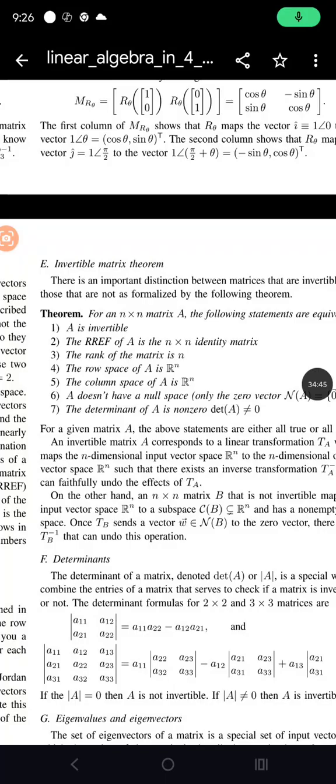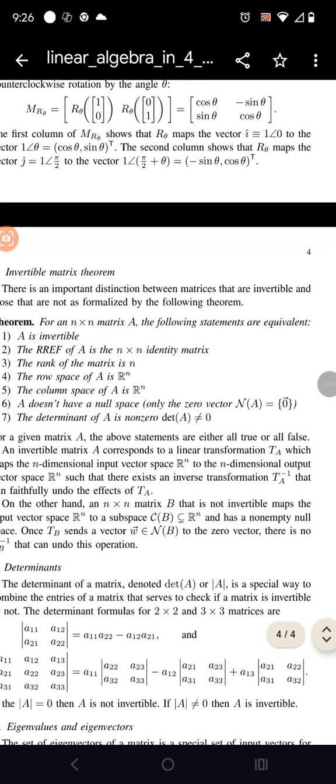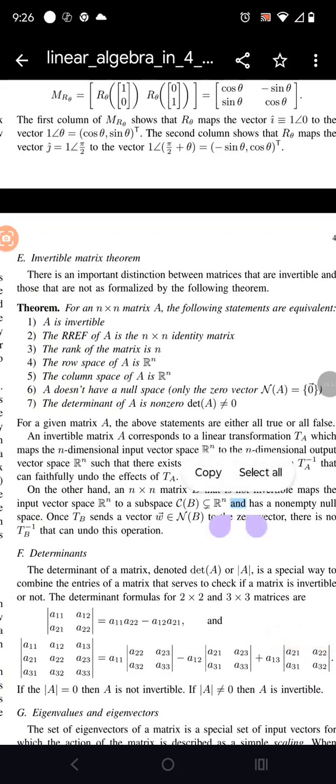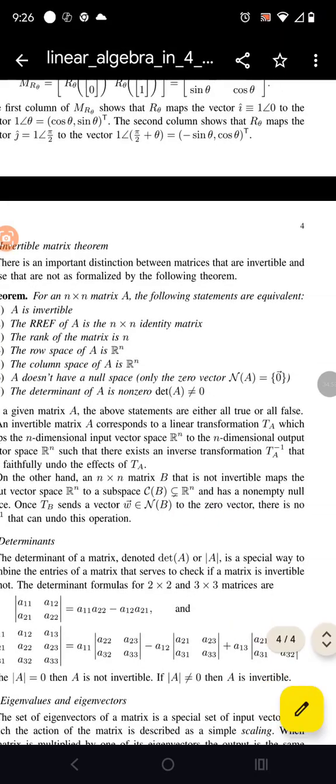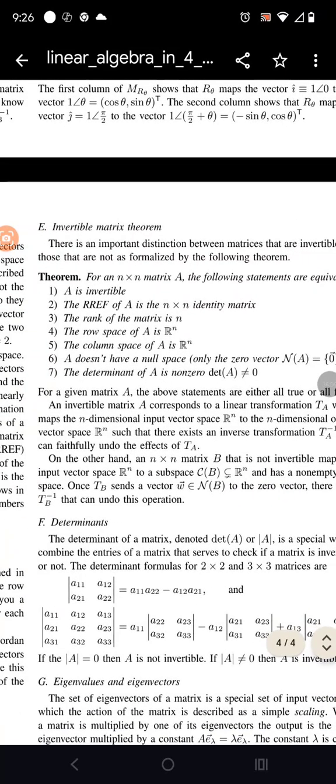So, for a given matrix A, the above statements are either all true or all false. All 7 statements are equivalent. So if A is invertible, then the REF of A is an n by n identity matrix, the row space of A is R power n, and the column space of A is R power n. All of these are equivalent statements.